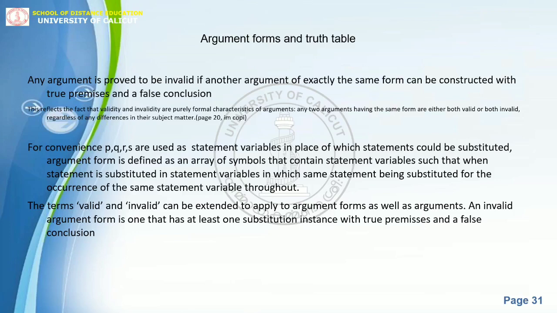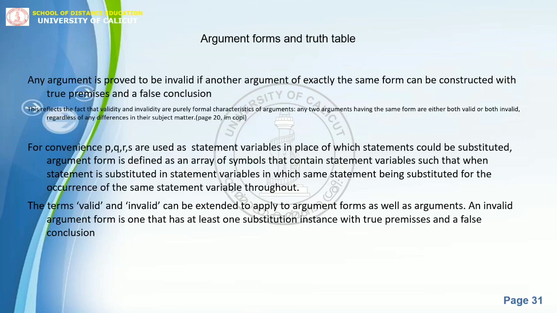So coming to argument forms and truth table. We have gone through different arguments. An example of a valid argument is: all men are mortal, Socrates is a man, therefore Socrates is mortal. And we have also gone through many arguments which are invalid.